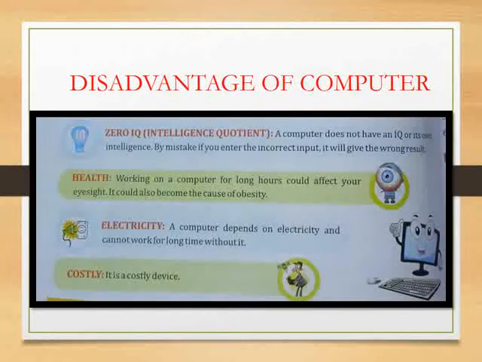So with these advantages, we also have a few disadvantages. First is zero IQ. The computer can't think on its own. It does not have its own intelligence. So it depends upon human beings for that. Next is health. Working on a computer for longer hours can affect your eyes. Then next is electricity. Computer depends upon electricity because it needs electricity to work. It is costly. Of course, computers are very costly. So these are the four disadvantages of the computers.